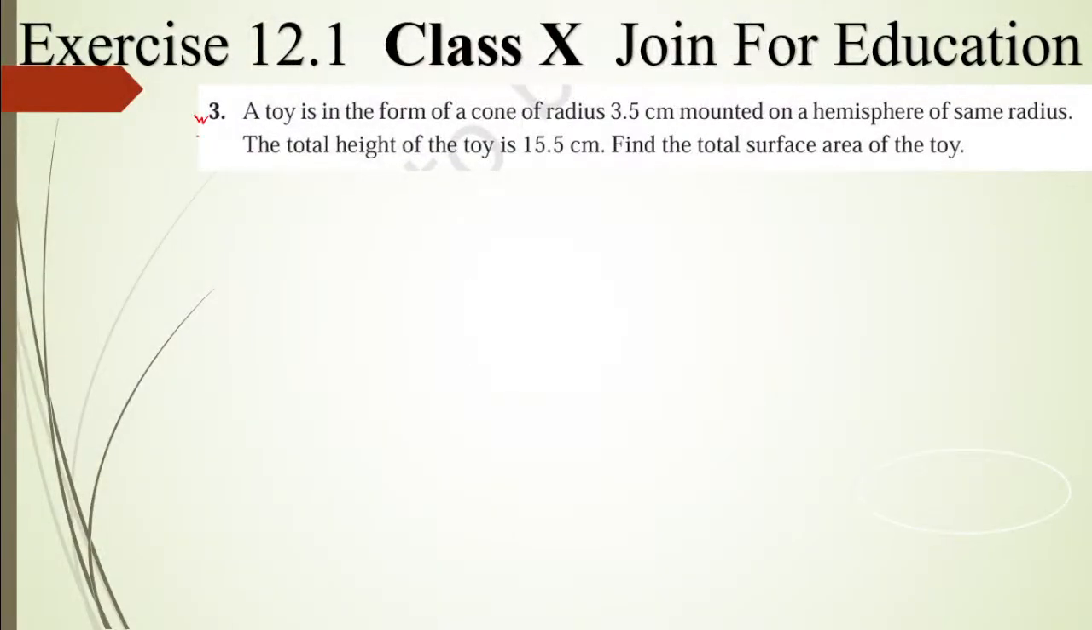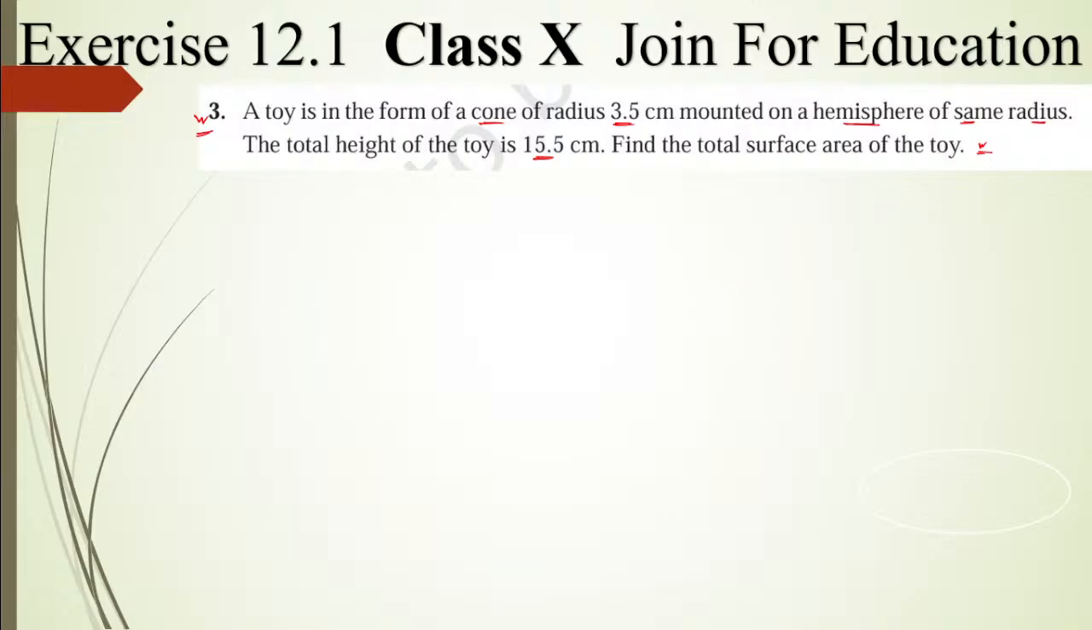Let's see question number 3. A toy is in the form of a cone of radius 3.5 centimeter mounted on a hemisphere of same radius. The total height of the toy is 15.5 centimeter. Find the total surface area of the toy. To understand and solve the question, let's draw a relevant figure.